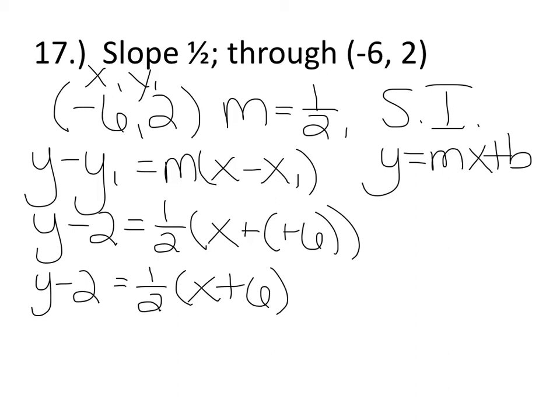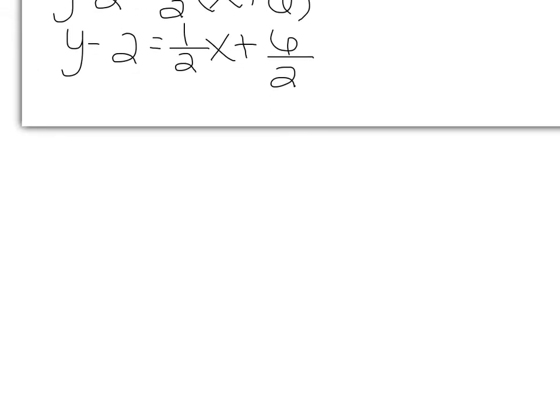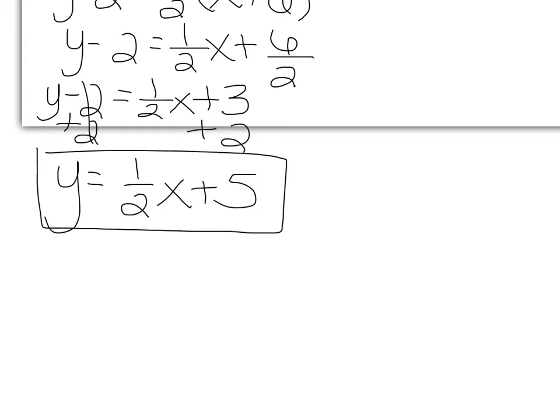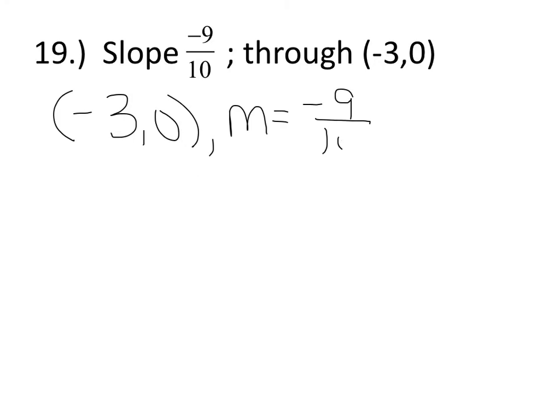So you have two options here. You can either distribute the fraction or you can multiply both sides by 2 to get rid of the fraction. It's up to you. I'm going to distribute the fraction. So I have y minus 2 is equal to 1/2 x plus 6/2, which we know 6/2 is the same as 3. So I have y minus 2 is equal to 1/2 x plus 3. Then I'm going to add 2 to both sides, giving me y equals 1/2 x plus 5. And I'm good there.